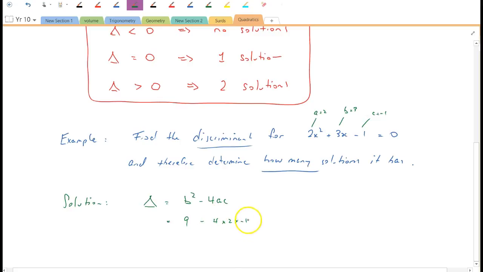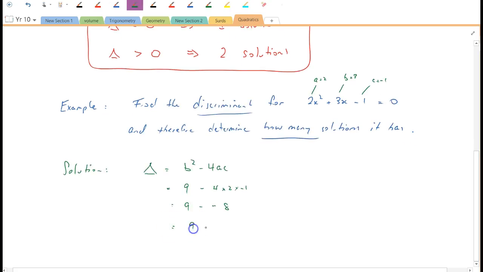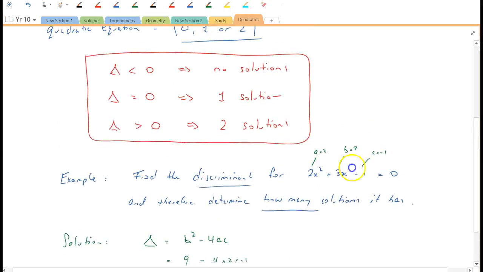Now remember, you've got to do this multiplication first, and then do the subtraction. So that's equal to 9 minus, work out 4 by 2 by minus 1. That's 4 times 2 is 8, times minus 1 is minus 8. So 9 minus minus 8 becomes 9 plus 8, which is 17. 17 is positive. It's greater than 0. So therefore we have 2 solutions to this quadratic equation. We haven't solved them. We don't know what the solutions are. We just know how many there are. And the discriminant tells us how many there are.